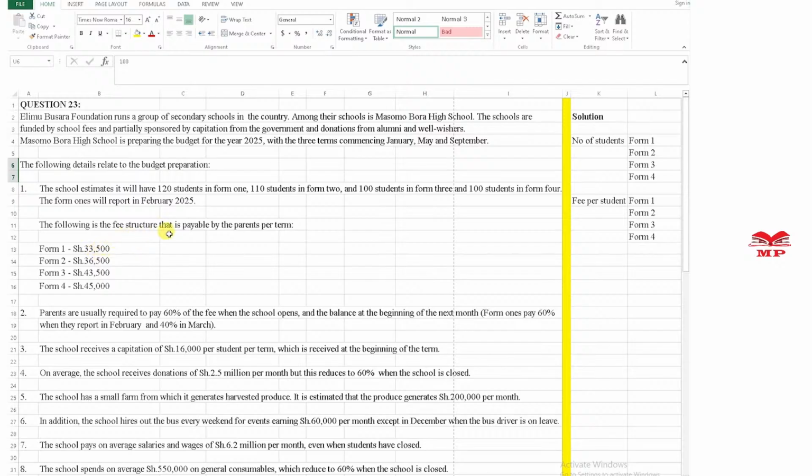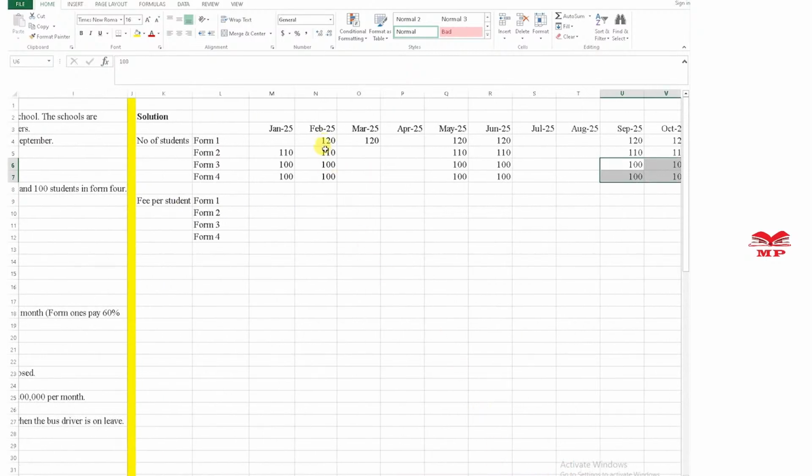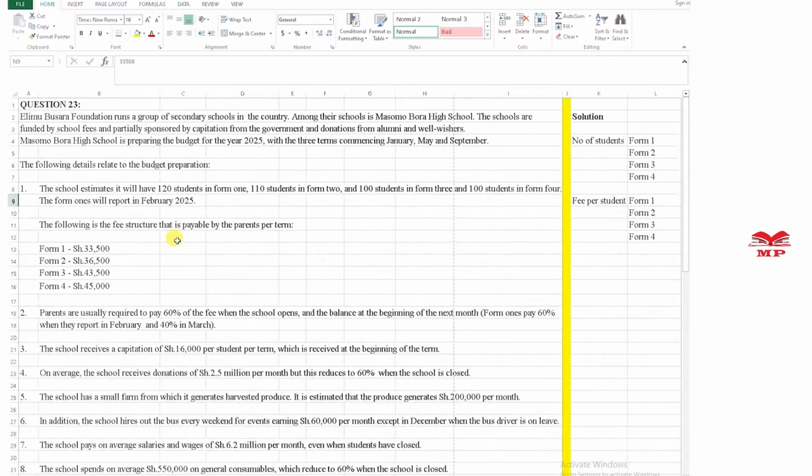So per parent per term, here we have 33,500 like that, and here we have 33,500 per term. Let me just understand that. The following is the fee structure that is payable by parents per term. Parents usually pay 60% of the fee when the school opens, and the balance at the beginning of the next month.